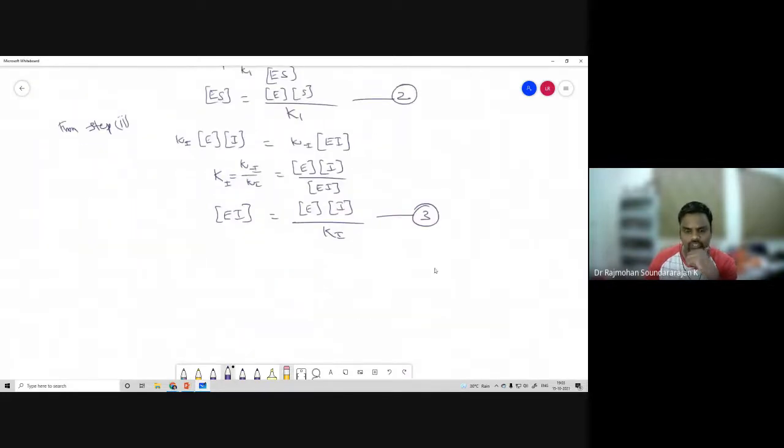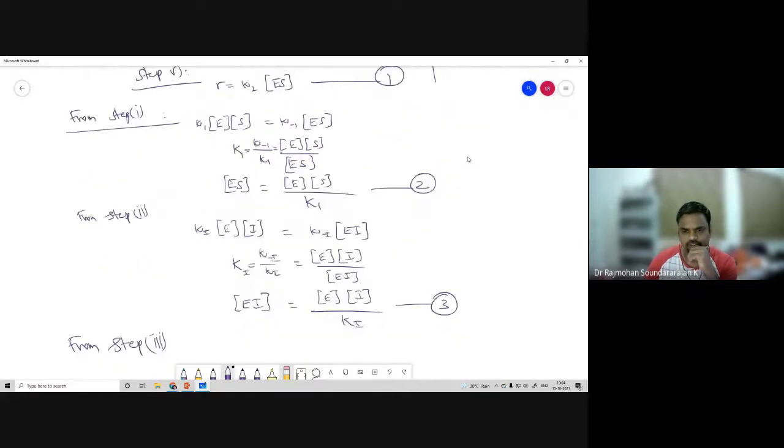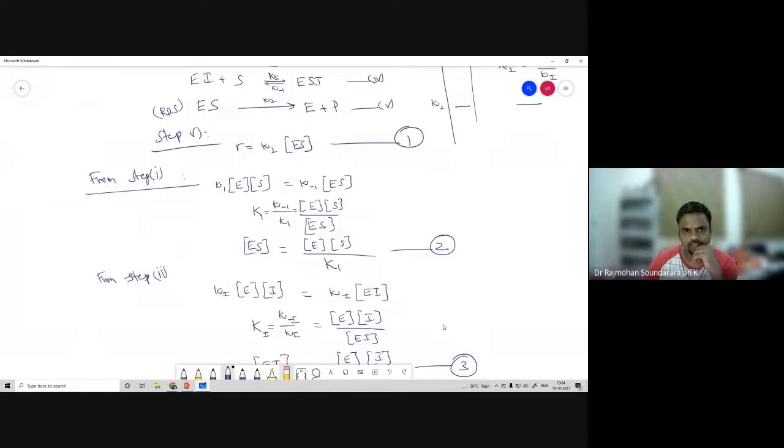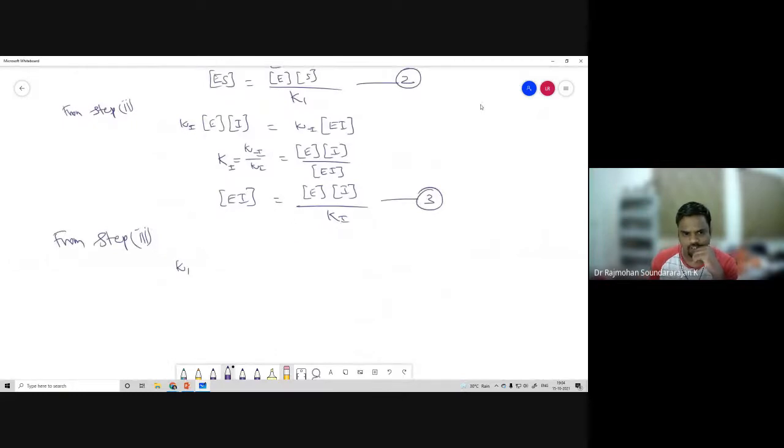Now we have 1, 2, 3. Now from step 3, what can you write? What is step 3? ES plus I giving ESI with Ki, K minus I. So at equilibrium, the rate of the forward reaction equals the rate of the backward reaction. That's why we are writing the same applicable here.